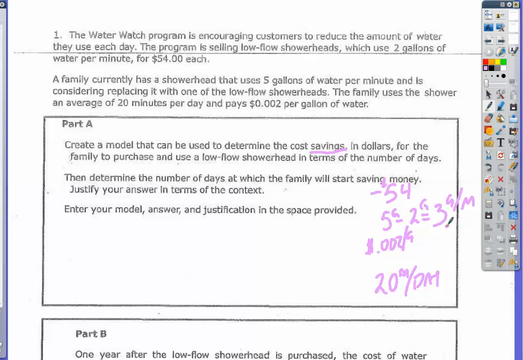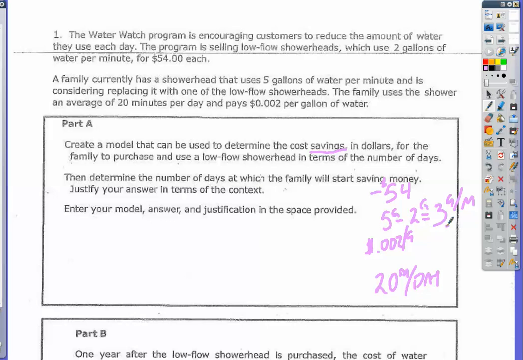And the problem says, create a model. We'll talk about model in a second. Create a model that can be used to determine the cost savings in dollars for the family to purchase and use a low-flow shower head in terms of the number of days. Then, determine the number of days at which the family will start saving money. Justify your answer in terms of the context. And then enter your model.